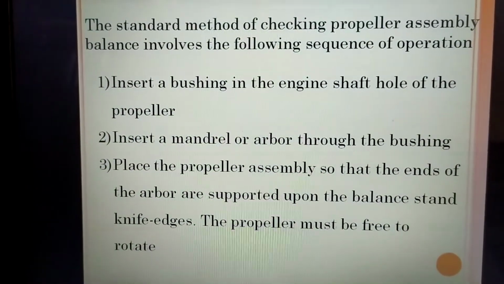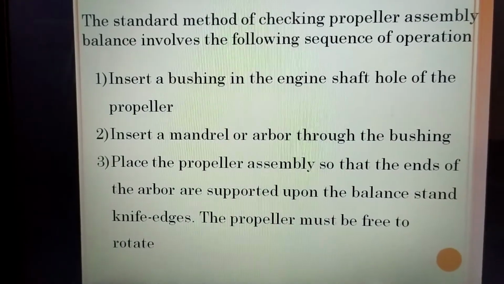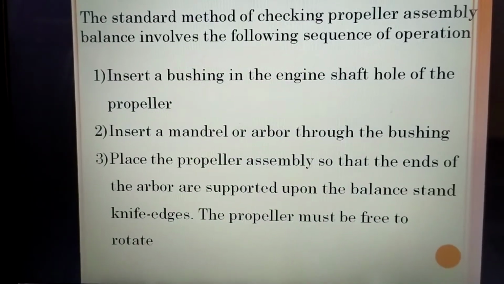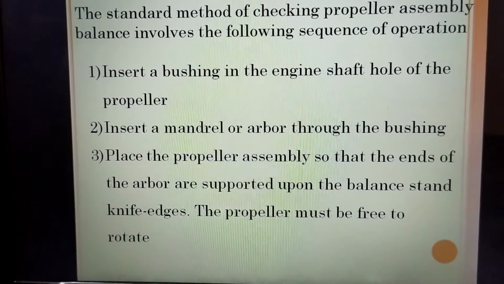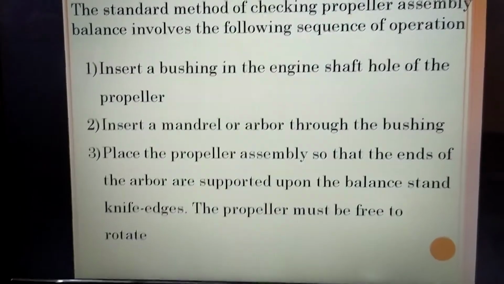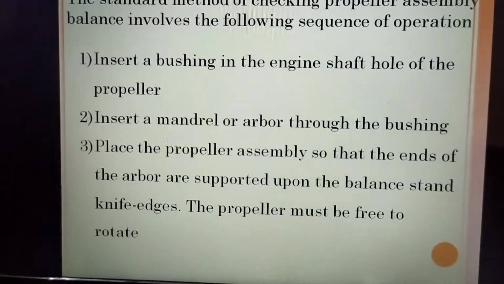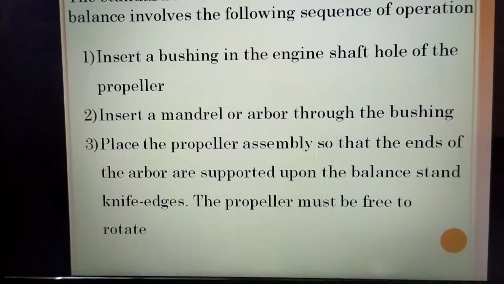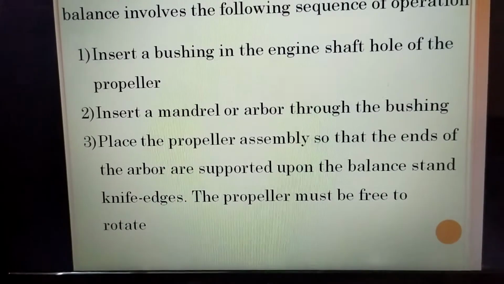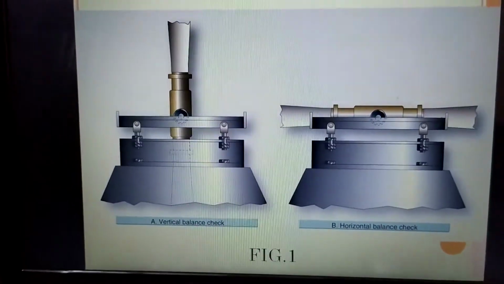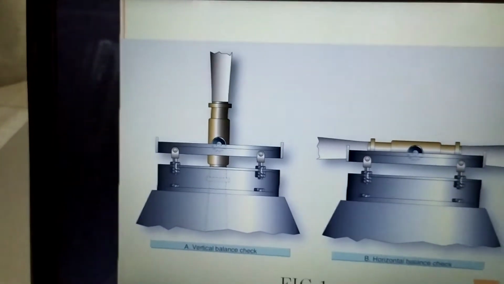The standard method of checking propeller assembly balance involves the following sequence of operations: insert a bushing in the engine shaft hole of the propeller, insert a mandrel or arbor through the bushing, and place the propeller assembly so that the ends of the arbor are supported upon the balance stand's knife edges. The propeller must be free to rotate. So we insert this part, and it should be free to rotate.